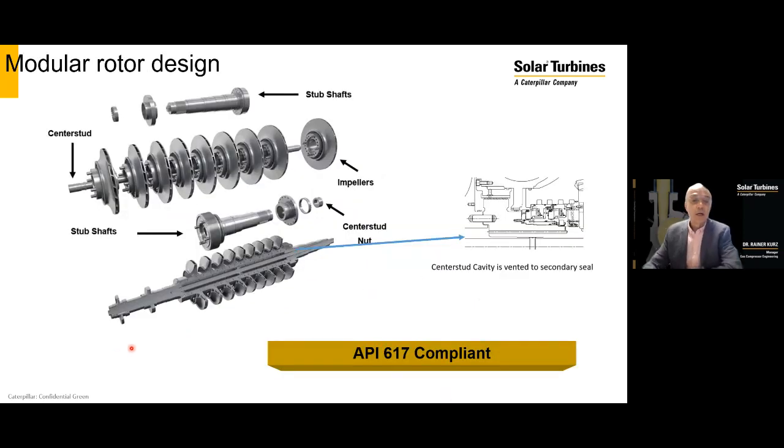One of our specific ways of making these rotors is that we make so-called modular rotors. This design is, by the way, fully accepted by API 617, and it's also fully accepted by our customers in the oil and gas industry. And the idea is fundamentally that each impeller has a hub that actually forms part of the shaft, and then the entire assembly is held together by a tie bolt that is held by a stub shaft on the suction and the discharge side.